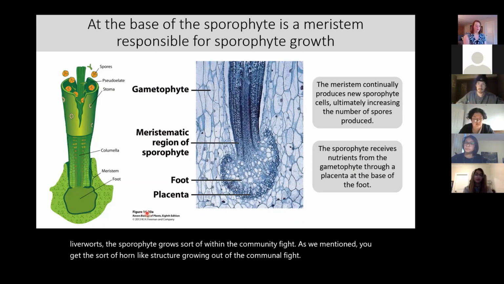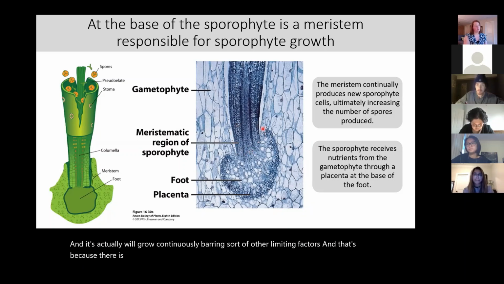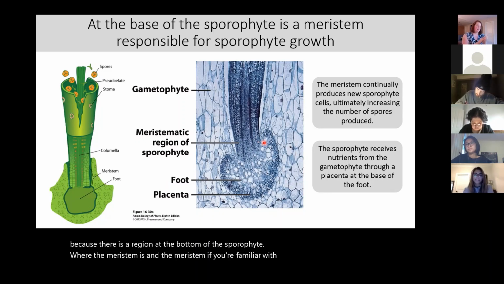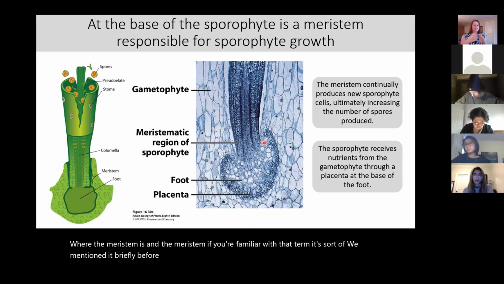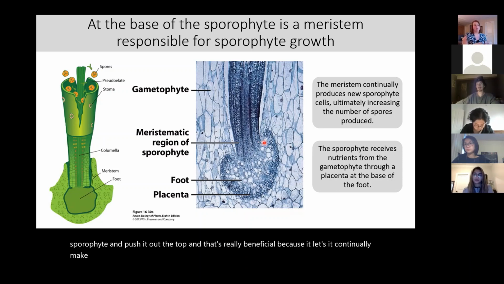And it will grow continuously, barring other limiting factors. That's because there's a region at the bottom of the sporophyte where the meristem is. The meristem, if you're familiar with that term, we mentioned it briefly before, is undifferentiated cells that will divide forever, basically. And so at the bottom of the sporophyte, there's this region that's going to keep making more sporophyte and push it out the top. And that's really beneficial because it lets it continually make more spores over time.